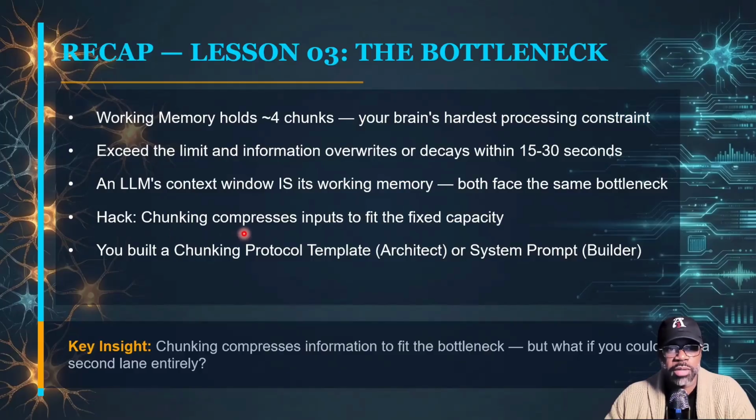But as it pertains to the bottleneck, chunking compresses inputs to fit the fixed capacity of our brains. You also built a chunking protocol template if you were an architect, and if you're on the builder path, you built a system prompt to hack the bottleneck. Key insights from the last class: chunking compresses information to fit the bottleneck, but what if you could actually open up a second lane entirely? And that's what we're going to talk about today with the dual channel, or dual processing, mechanism.